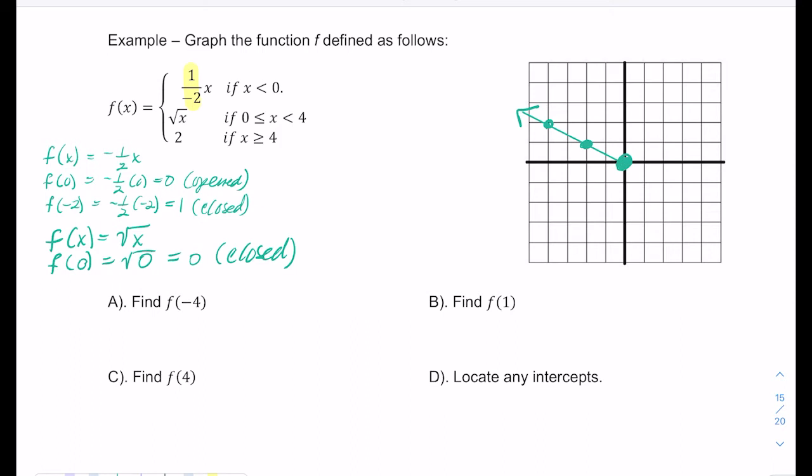And then I'm going to plug in 4, because we can take the square root of 4 easily. You can plug in 1, you could plug in 2, whatever you want, but try to pick some numbers that are nice. So the square root of 4 is 2, and this is going to be open, because remember it says that x is less than 4. So when I plug in 4, I get 2, so I'm going to go over to the point (4, 2), and I'm going to put an open circle there. Okay, and remember the square root function kind of looks like this.